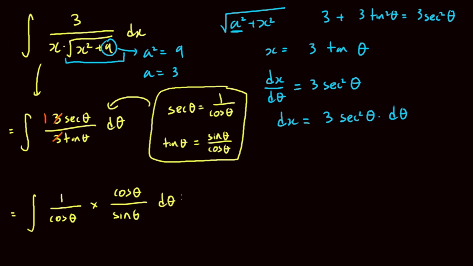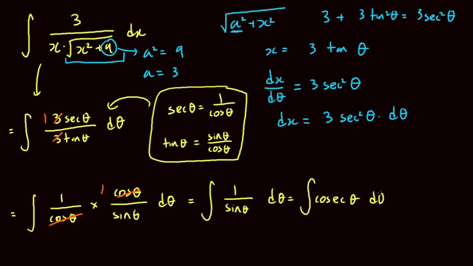So yeah, that's what it is. And of course, you can just cancel out the cosines, so it's left with 1. So you'll be having 1 over sine theta d theta as you integrate. And of course, you can just say this as cosec theta, cosec theta d theta.